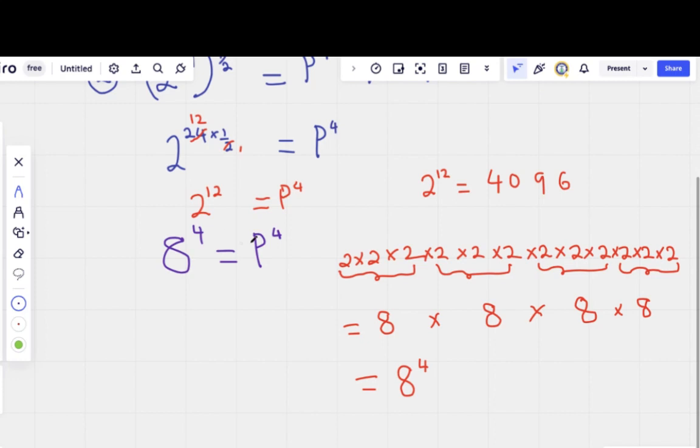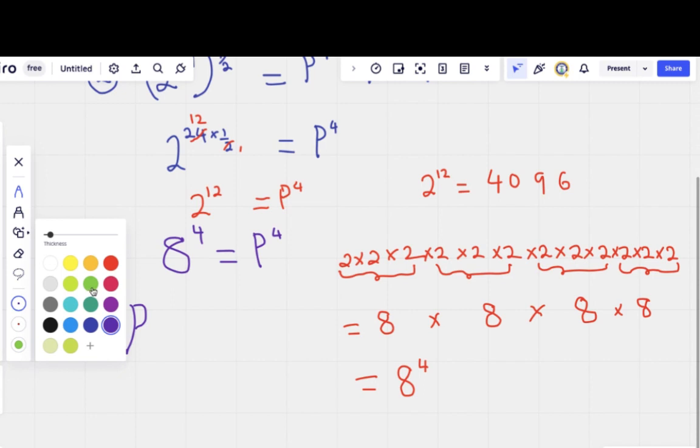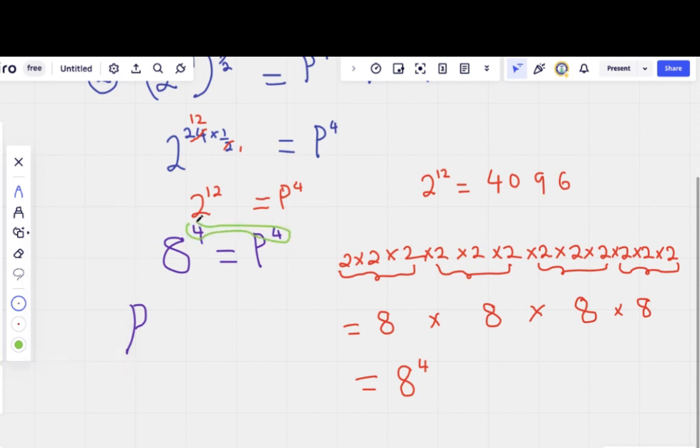Now you see the powers are the same. This time around we're going to equate the base. Before we used to say since the bases are the same, we equate the power. Now the powers are the same, so we equate the base, because they asked us to find P and the P was in the base. So P equals 8. And that's our answer.